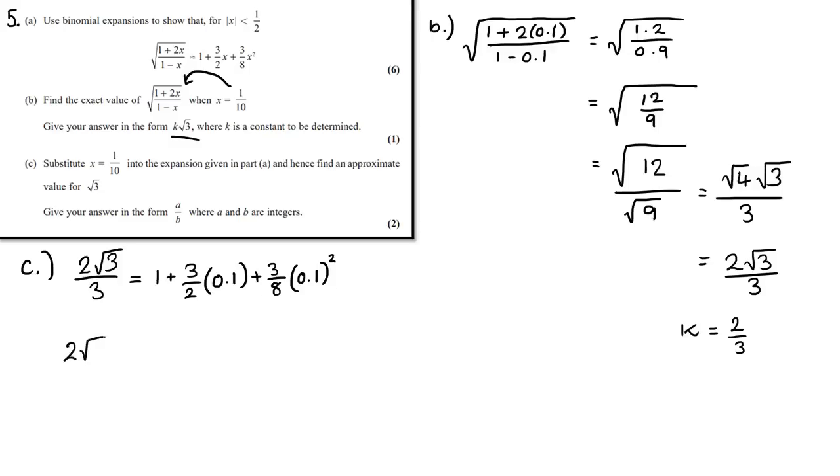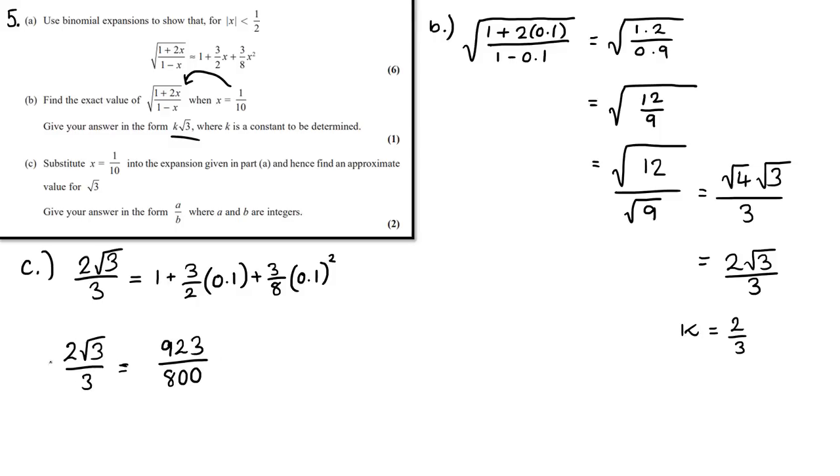So I get 2 root 3 over 3 for the left hand side. Still, we'll just leave that as it is for now, and this is going to be equal. So if you evaluate this right hand side in your calculator, keep it in exact form, what you get here is 923 over 800. Okay, so it's over 800, and what I want is root 3. We want an approximate value for root 3.